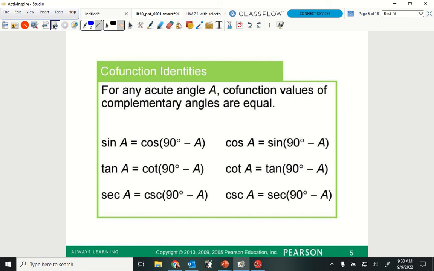All right, co-function identities means the function that goes with it. That means the same thing. So let's take a look at this. So sine of A goes with the cosine of 90 minus A.